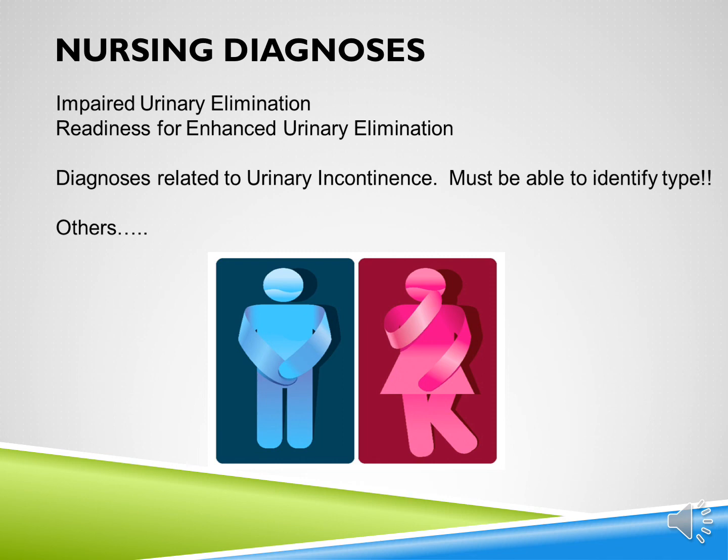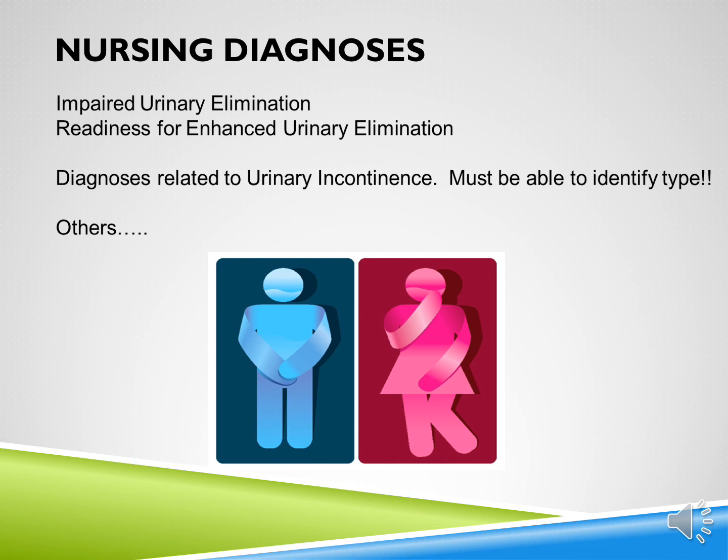Some examples of nursing diagnoses can be impaired urinary elimination. With impaired urinary elimination, you would want to give a related to. You would then give some as evidenced by and related to the specific problems that's happening with your client. Readiness for enhanced urinary elimination would be a diagnosis that is total right there. It says all that it needs to say. You don't need to give any related to or as evidenced by or any risk factors.